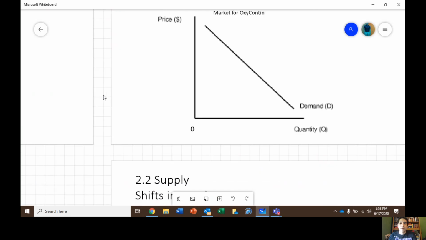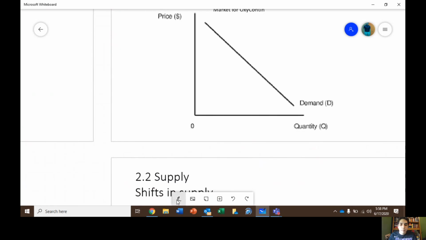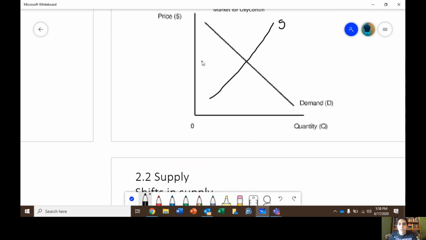This is the supply market for OxyContin, sorry. This is the supply curve for the market of OxyContin. Let's just say in this fictional world, it's about 2,000 1 milligram tablets for $4. Okay, so in the market for OxyContin, the supply curve is upward sloping, the demand curve is downward sloping.